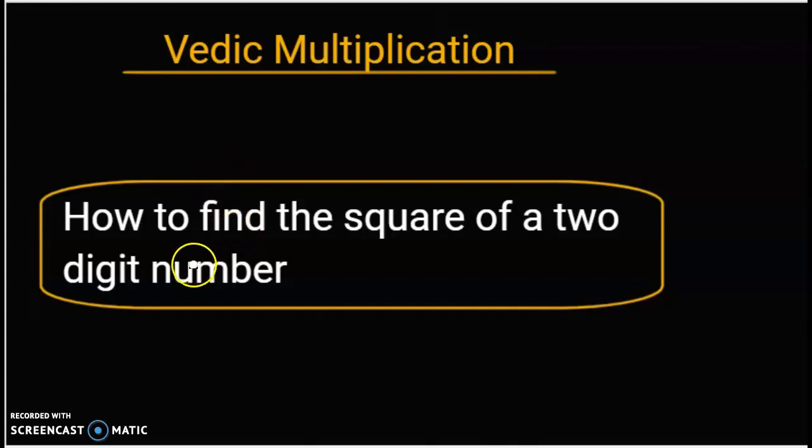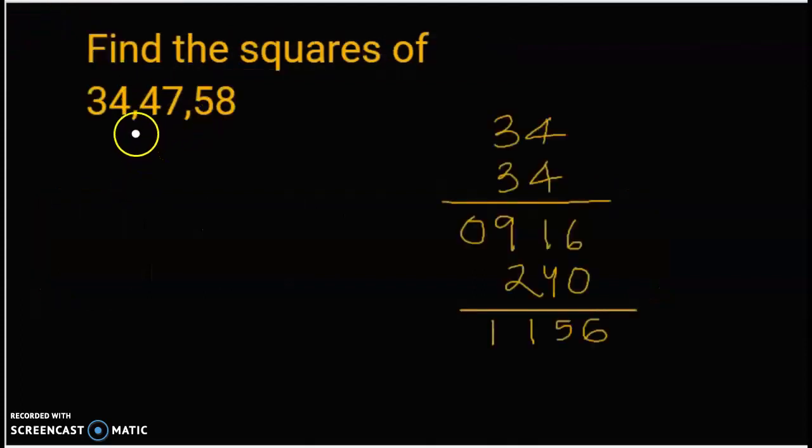In today's class, we are going to learn how to find the square of any two-digit number within 3 to 4 seconds. Let us take a look at today's examples. We have to find the squares of 34, 47, 58. So how do we proceed?